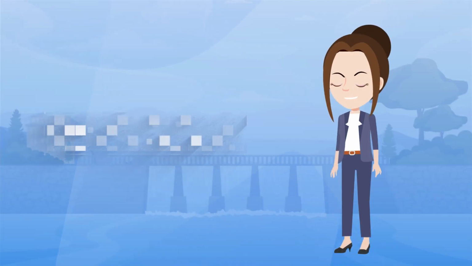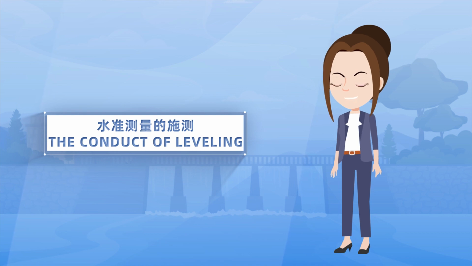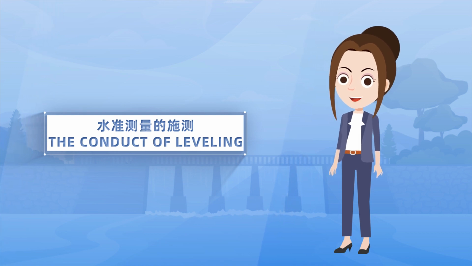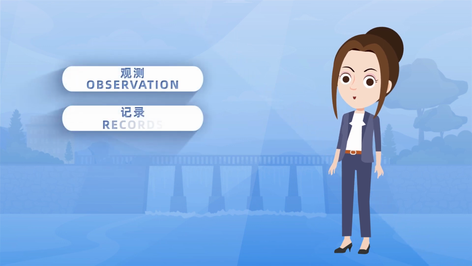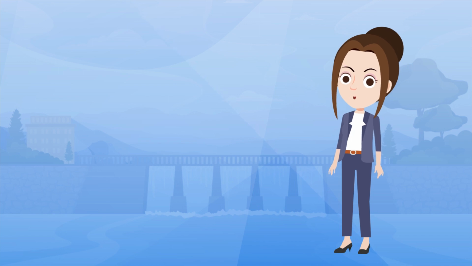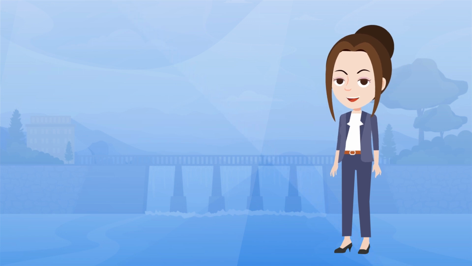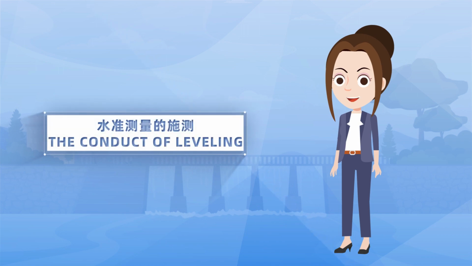Okay, that's all for the implementation of leveling lecture. What are the steps for leveling? Right, observation, recording, calculation, and verification. In the next class, we will learn about the internal work calculation of closed leveling line. I hope you will review after class and bring a calculator next time to complete the observation and calculation tasks together.